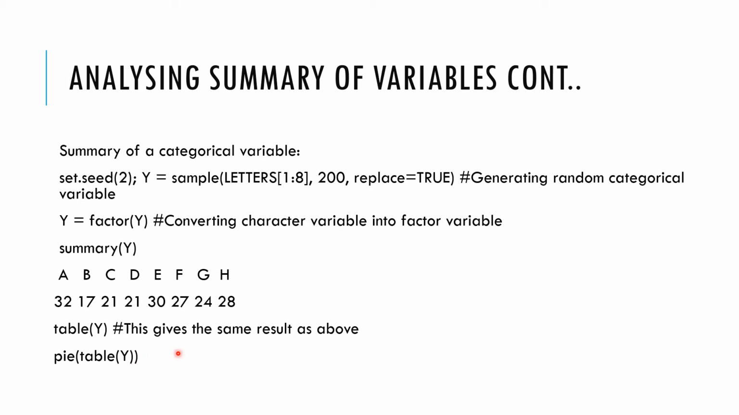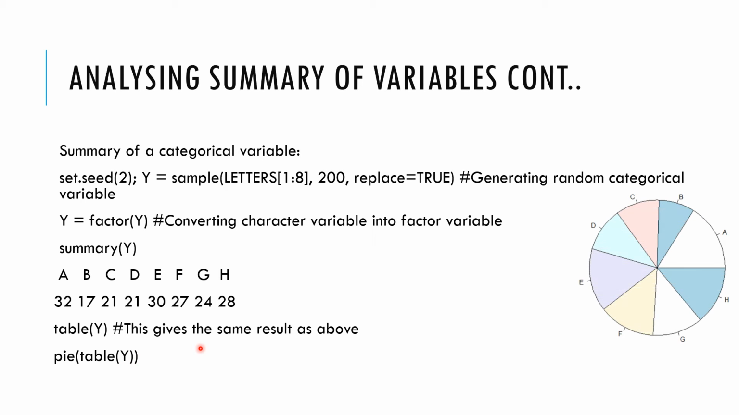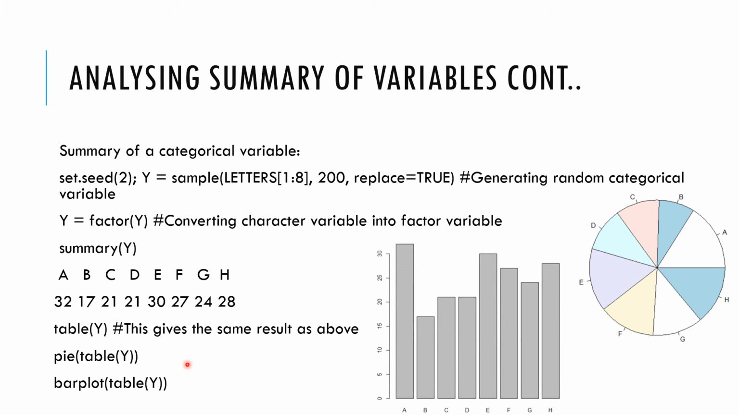We can plot the pie chart for this, and this is what you get. It will give you percentage-wise plotting of the same numbers here. You can see A has got the maximum section, and then we can also do a bar plot. So this is the bar plot for each letter. You can see it has plotted separately.